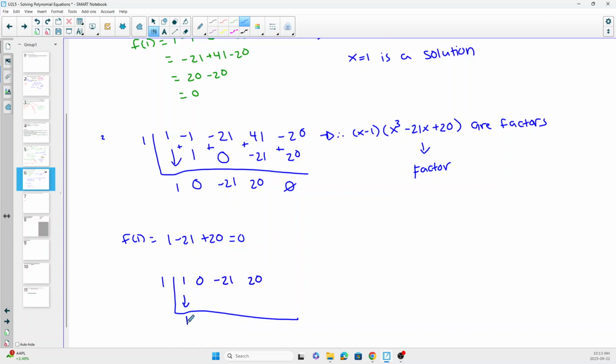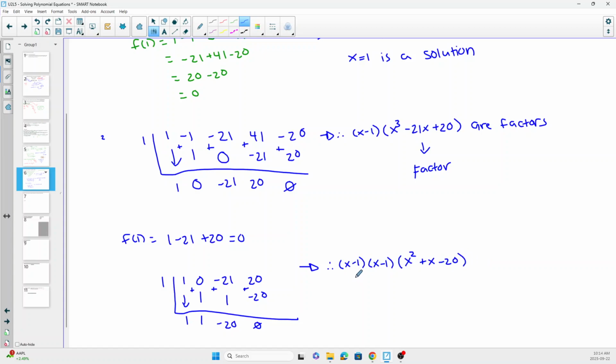And we bring our 1 down. 1 times 1 is 1. 0 plus 1 is 1. 1 times 1 is 1. Negative 21 plus 1 is negative 20. 1 times negative 20 is negative 20. 20 plus negative 20 is 0, which is brilliant. So now what we know is x minus 1 was a factor. X minus 1 was a factor again. We factored that out, and we're left with x squared plus x minus 20.